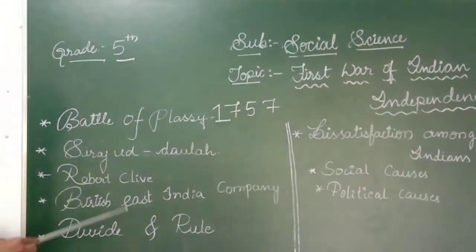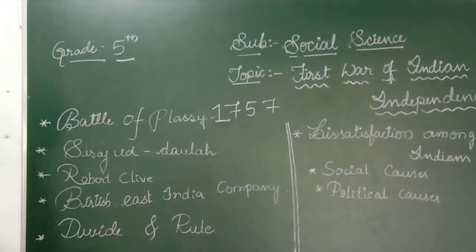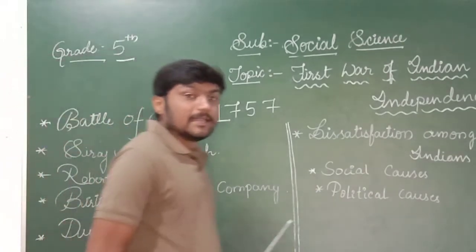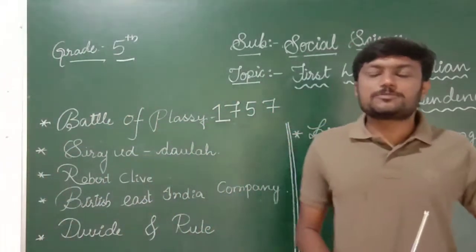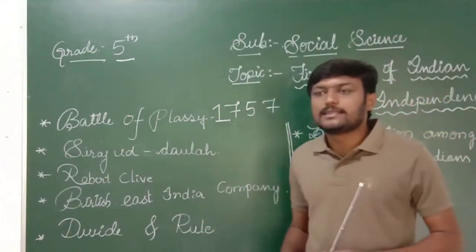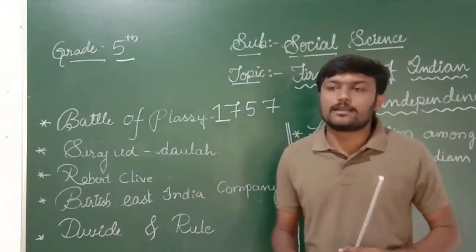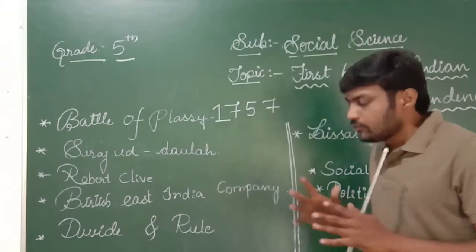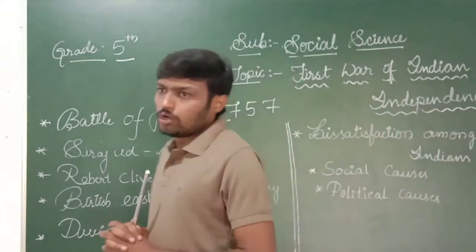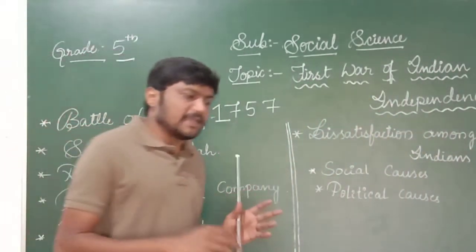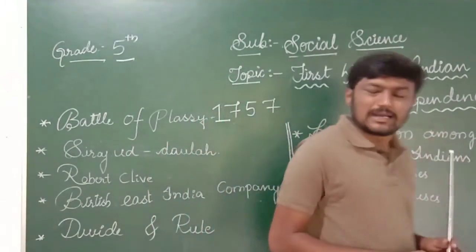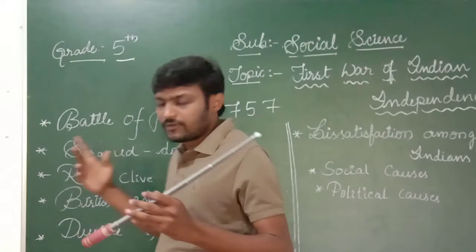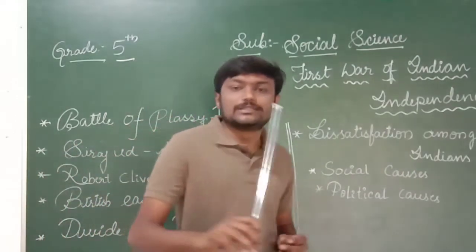The part which was ruled by Sirajuddaulah went under the control of the British East India Company, and later the British started their diplomacy. The British people were very well educated and very strong in their political knowledge. So they created disunity among the Indian rulers. India is a country with a lot of cultural diversity, with many regions and many kingdoms. So they used this point.